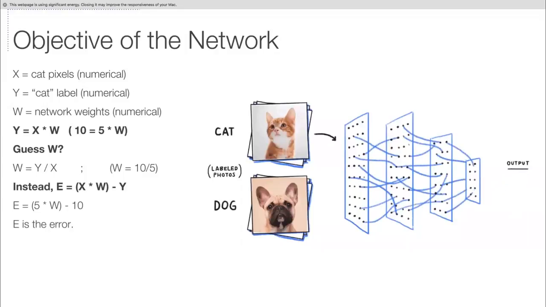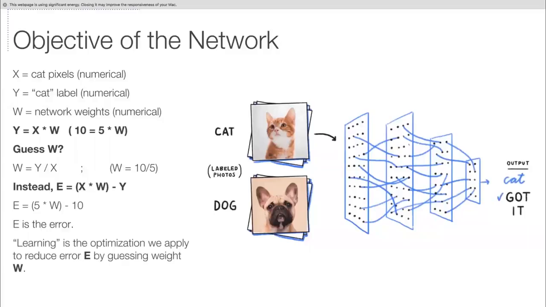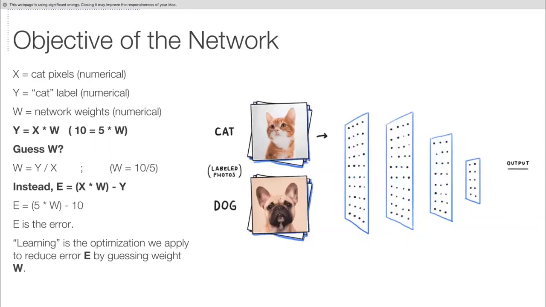Now, if E is the error, we just said that learning is the optimization we apply to reduce error E by guessing the weight W. So far, so good. Now, why does a neural network help us achieve this better? Why can't we just have one node, like linear regression? That's what logistic regression does. Why a neural network?